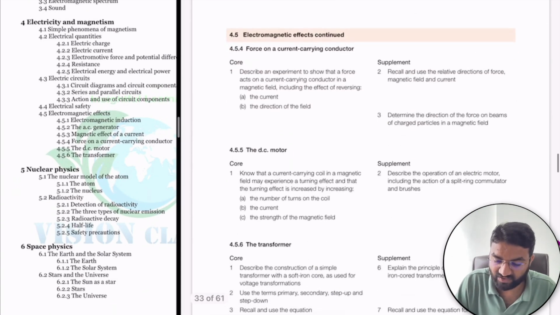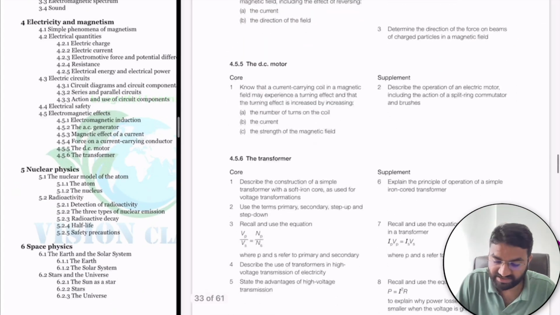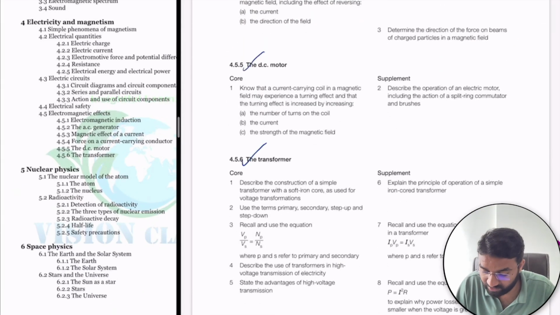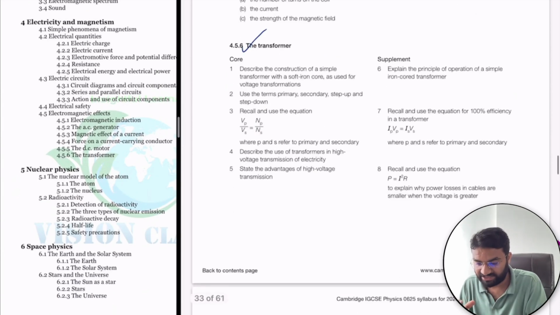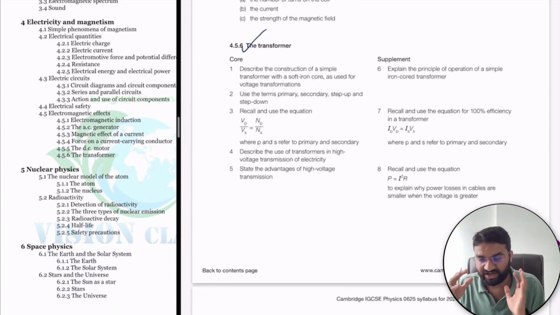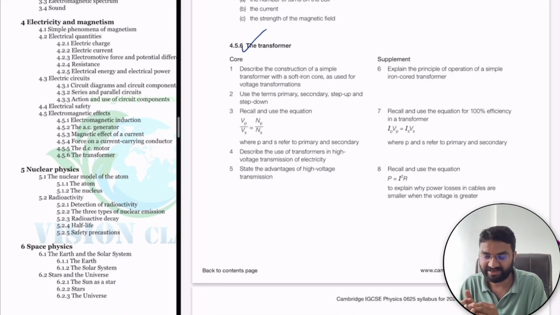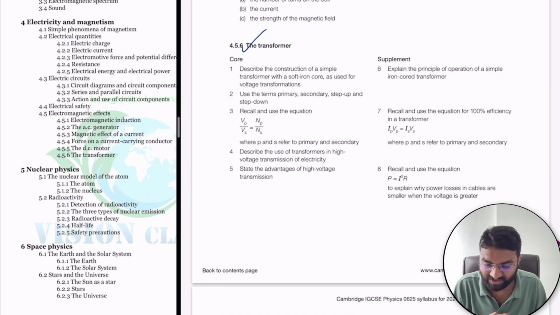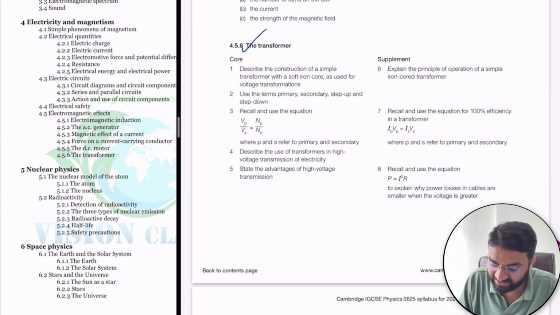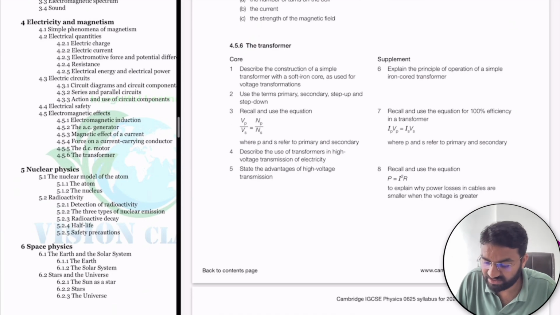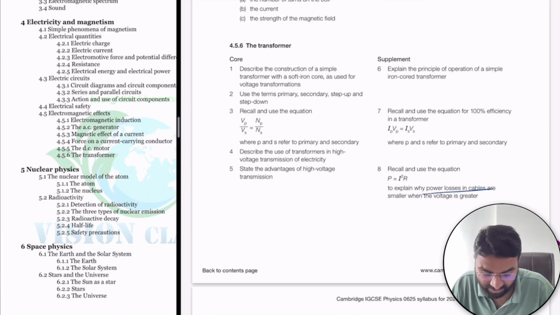Then forces on a current carrying conductor, then the DC motor, transformers. Fine, the application of transformers, where they are utilized. Next, the numericals on this transformer part are there for extended students. All right, then you have a concept called power. So power is equal to I squared R, or power losses in the cable.